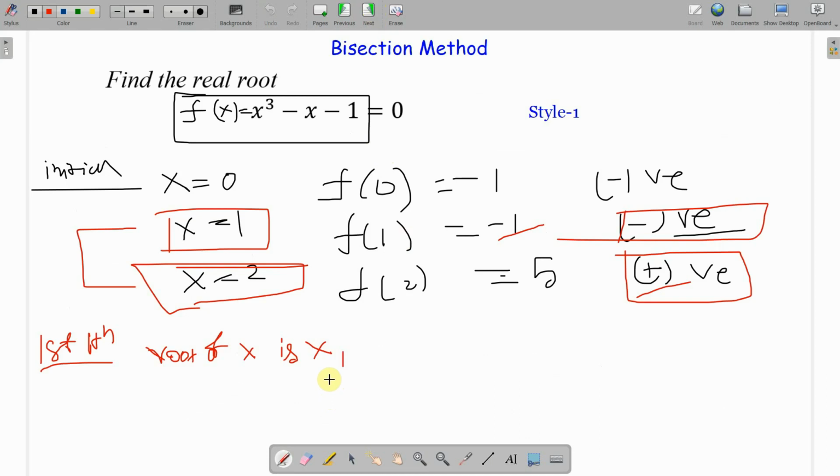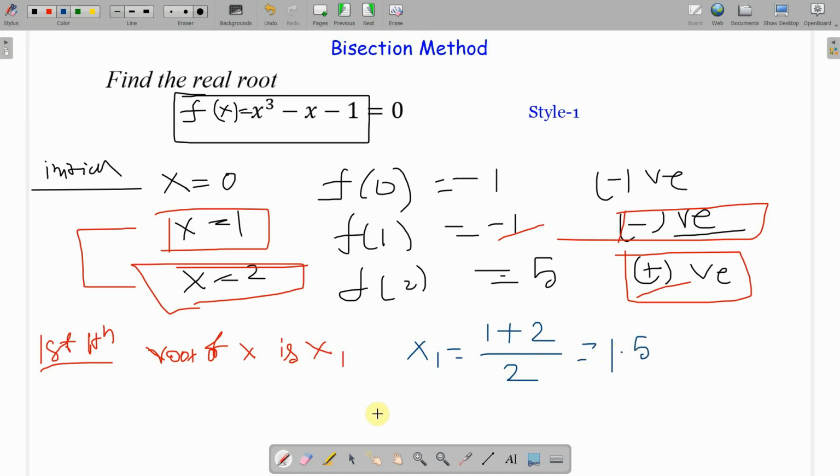So what you will do, you simply divide the value. You will be simply averaging the upper and lower terms to get the x1 value. The terms are 1 and 2, divided by 2. So it will come to around 1.5.